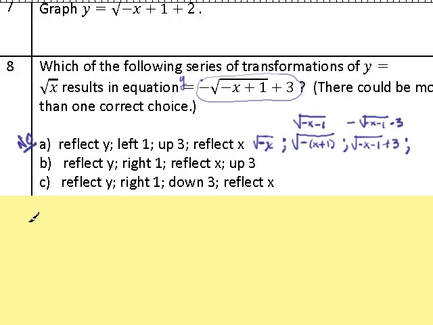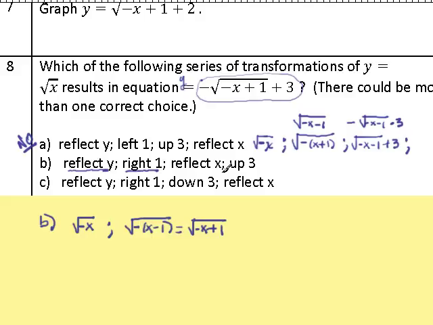Okay, let's do B. I think I'll do it down here so I'll have a little bit more room. So first I'm going to do reflect y, and that means replace x with minus x. And now I'm going to do right 1, so I'm going to replace x with x minus 1. Let's open this up so we get minus x plus 1. Okay, that looks a little better because that's what we have here.